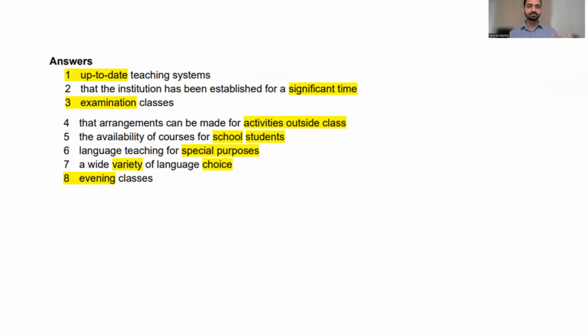Significant time, number 2, the institute has been established for a significant time. So you're looking for a significant time. Number 3, examination classes. So you must see that there are test preparation or examination classes offered by the school. That arrangements can be made for activities outside of class. So you're looking for something that is outside of classes. The availability of courses for school students. So you're looking for that school students availability.